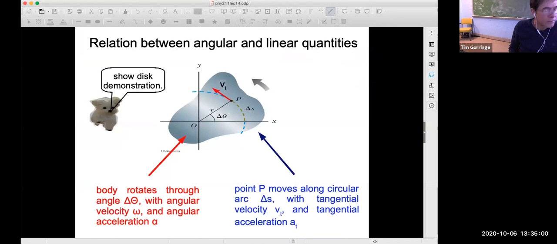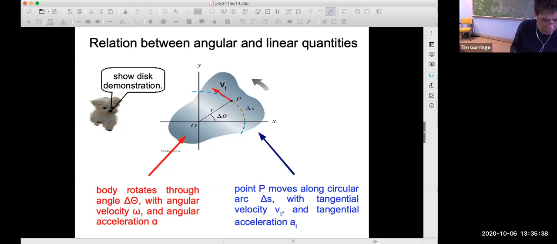Okay, so in the last 10 minutes of the class, I just want to introduce, to supplement our discussion of rotational motion, description of rotational motion, kinematics of rotational motion, and how it's linked to translational or linear motion and the kinematics of linear motion. I want to introduce some relationships between translational and rotational quantities, or angular and linear quantities.